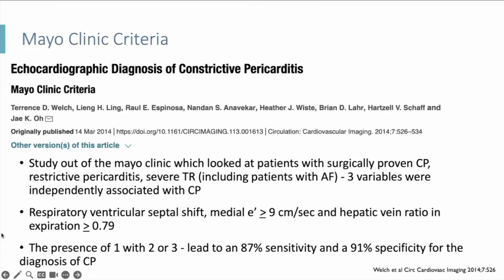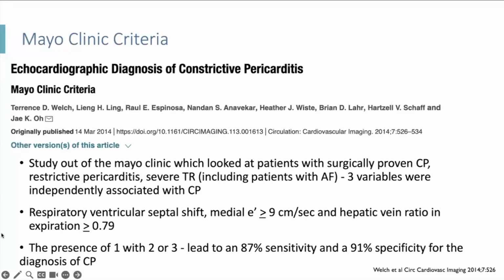This is the Mayo Clinic criteria for constrictive pericarditis. They looked at patients with surgically proven constrictive pericarditis, and at people who have severe TR, because they can have similarities. They looked into multiple echo findings, and found that 3 of them were independently associated with constrictive pericarditis.